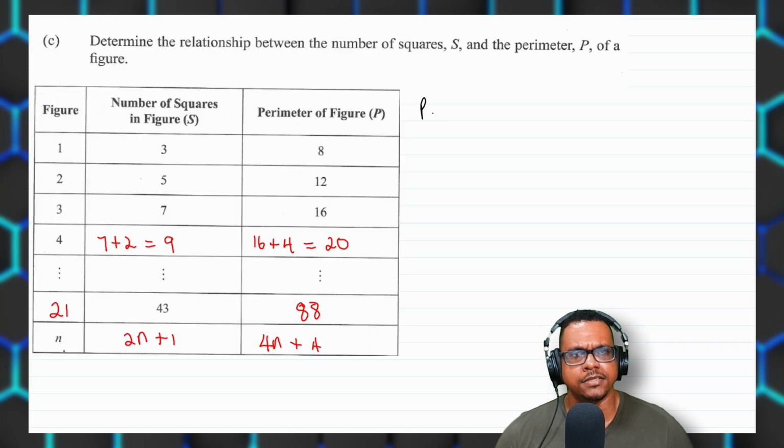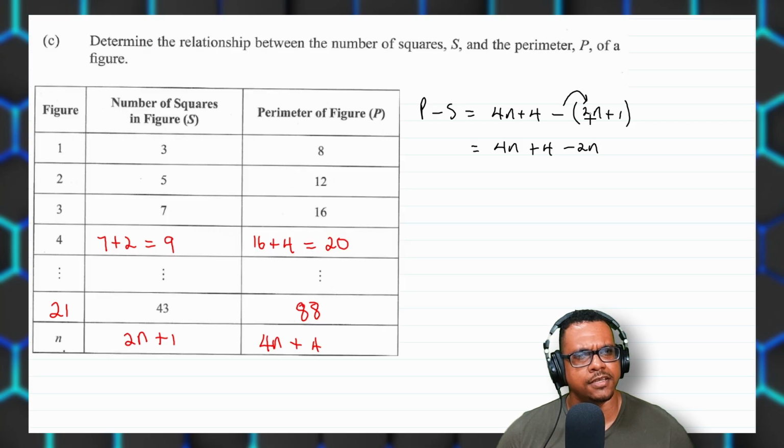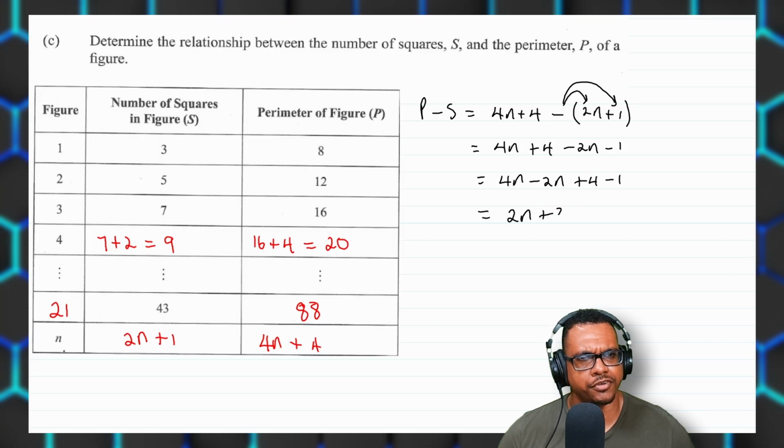So I'll put P take away S is equal to 4n plus 4, which is P, take away S, which is 2n plus 1. So I'll have 4n plus 4. If I expand my brackets here, I'll get a negative 2n. And negative 1 by positive 1 is negative 1. I'll bring my n's together, so the 4n together with the negative 2n, and then put the positive 4 together with the negative 1. And this will be 2n, and this will give you 3, so positive 3. So that's P take away S.